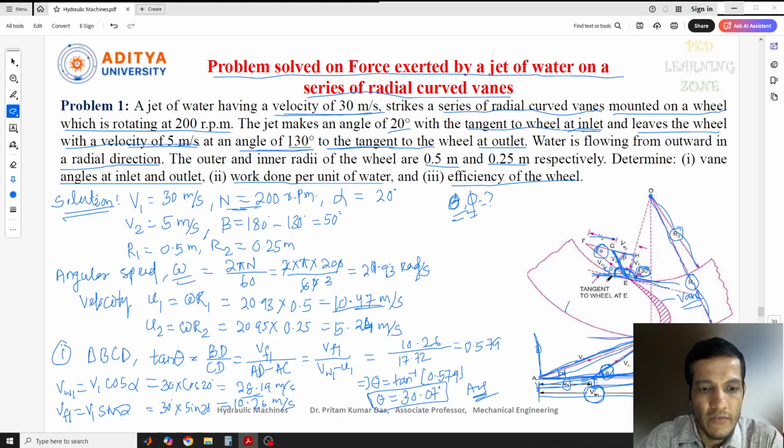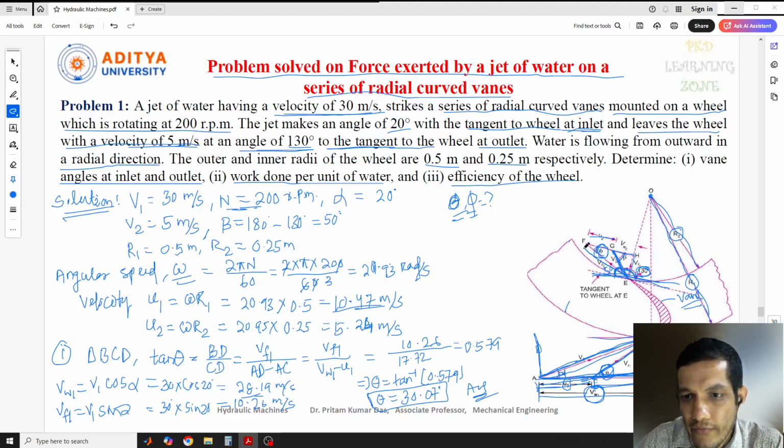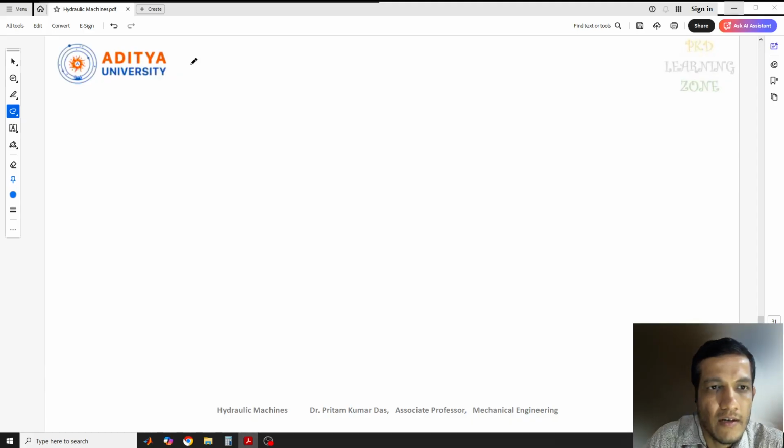Similarly, we need to find out the phi also at the outlet condition. At the outlet condition, we need to calculate the phi. Similarly, I'll go for the outlet condition. There also again I'll take the triangle. What is this triangle? EFG. If you see the triangle here, EFG. So again I can write here by considering the triangle EFG, tan theta again. Sorry, here tan phi.